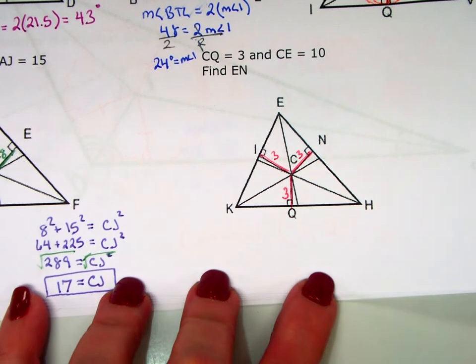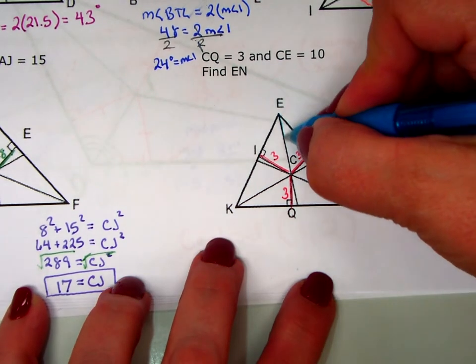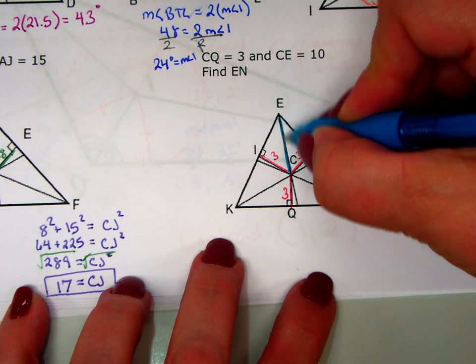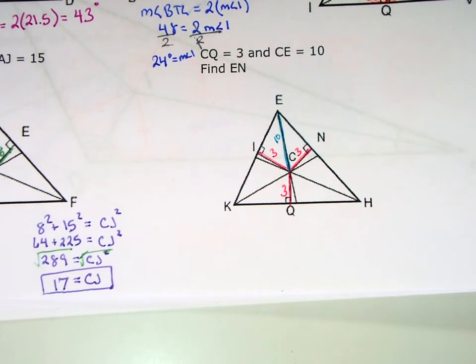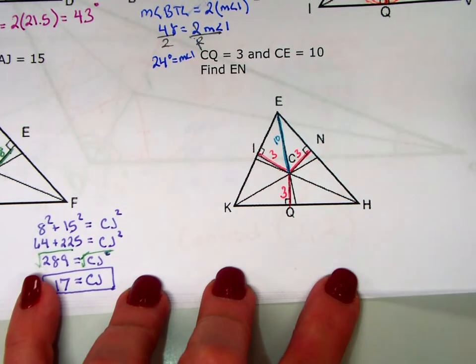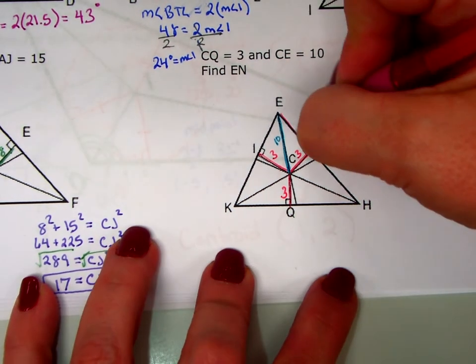All right, then CE is 10. So this piece here is 10. I don't know how long anything else has to be. Nothing else now has to be 10. That's the only one that has to be 10. And last but not least, it says to find EN, this piece here.